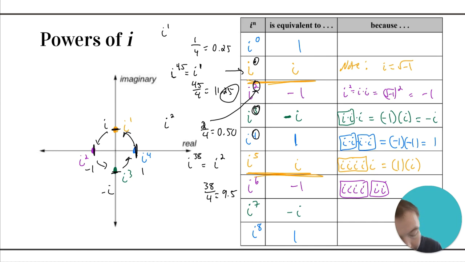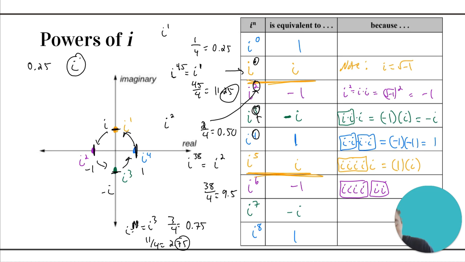And then if you had i to the third, that's going to be a 0.75 remainder, like 3/4. So if you wanted to figure out i to the 11th, we know that 11/4 is equal to 2.75, which ends with 0.75, so i to the 11th is equal to i to the third. So anytime you end with a decimal of 0.25, it's the same thing as i to the first, because 0.25 is 1/4. 0.5 is the same thing as i squared, just like 2/4. And anything that ends in 0.75 is going to be i to the third.